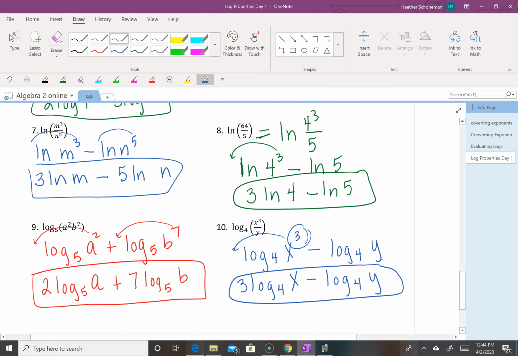Okay, next time we are going to get ones in expanded form and then move them back to the condensed form. So stay tuned for that.